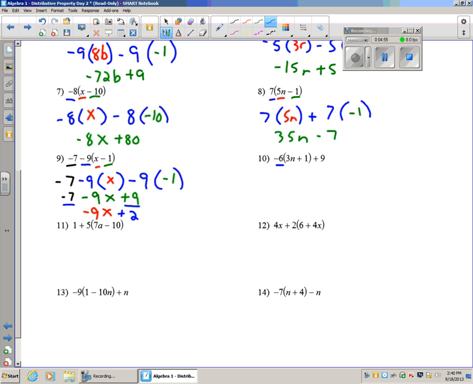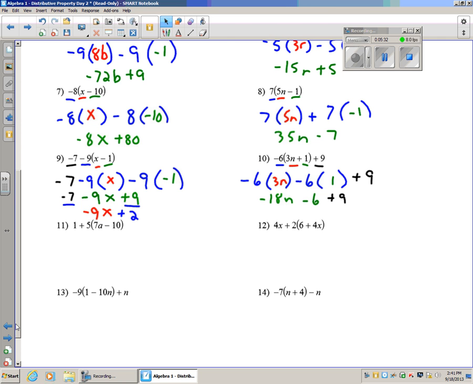Number 10, I have -6 times two different terms. And I have the positive 9 that just drops down. My first term is 3n, and my second term is 1. So negative 6 times 3n gives me negative 18n, and negative 6 times 1 gives me negative 6. Again, with the plus 9 just dropping down.